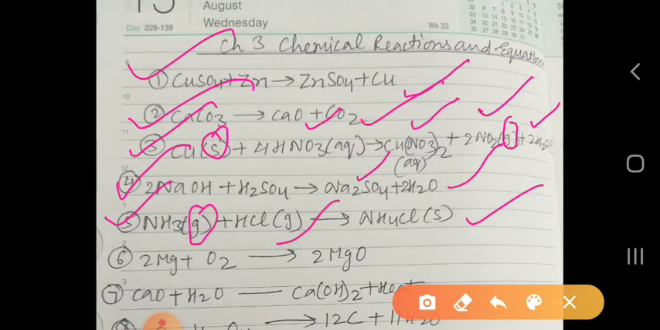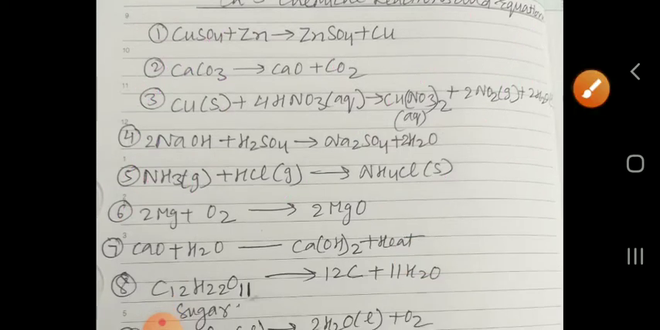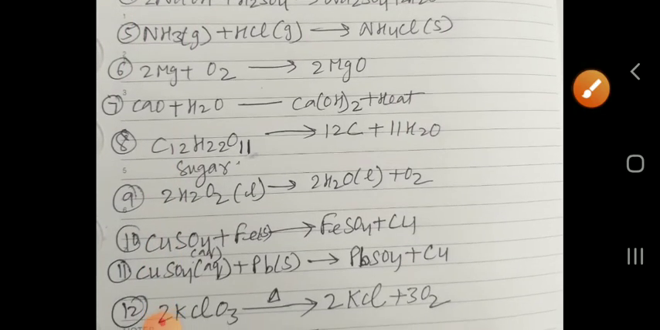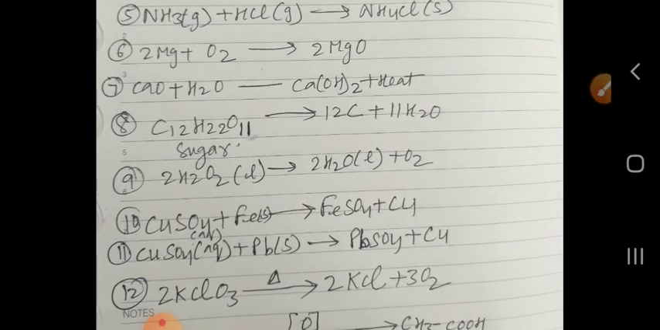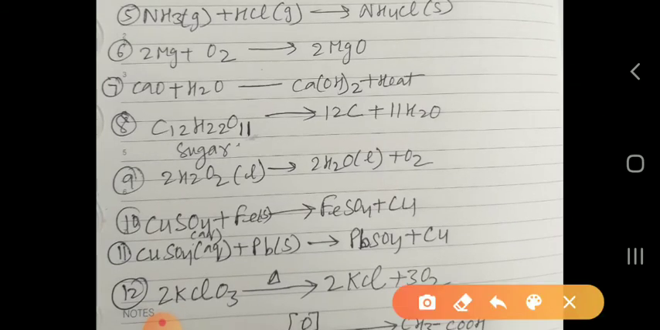Now the next one, 2Mg plus O2, that means whenever the magnesium wire is burned in the presence of oxygen of the air, magnesium oxide, a white ash, is formed. Let us see the next reaction. CaO, that means slaked lime or calcium oxide, reacts with water. It forms Ca(OH)2, that is calcium hydroxide, and heat is evolved.